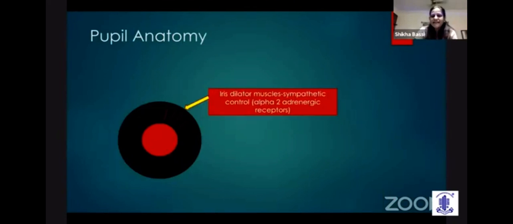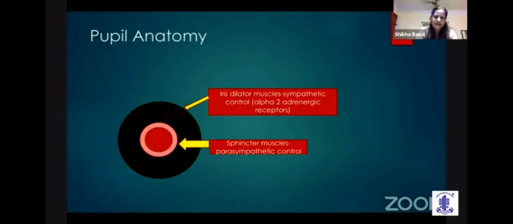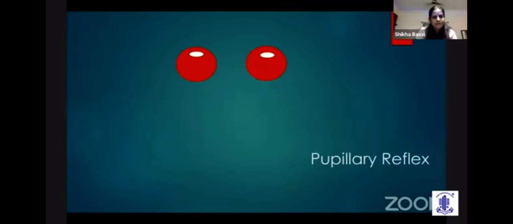Now the iris dilator muscles are present radially and are under sympathetic control and cause dilatation, whereas sphincter muscles are present circumferentially and are under parasympathetic control, leading to constriction of the pupil. This parasympathetic control comes under the pupillary reflex.